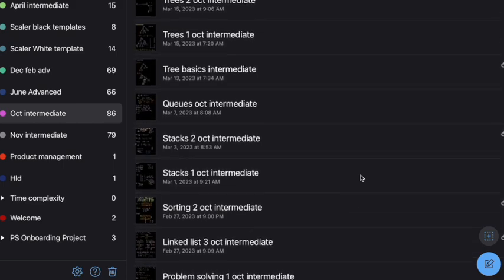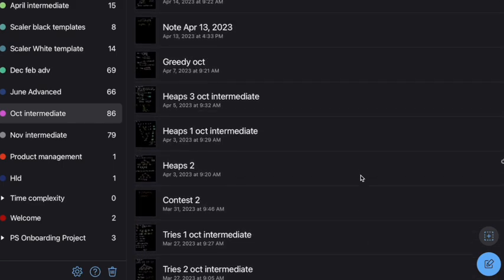Then we went on to the third class of linked list. Where is it?